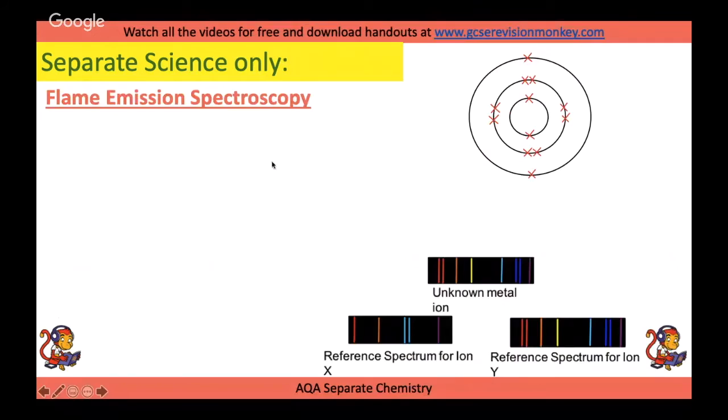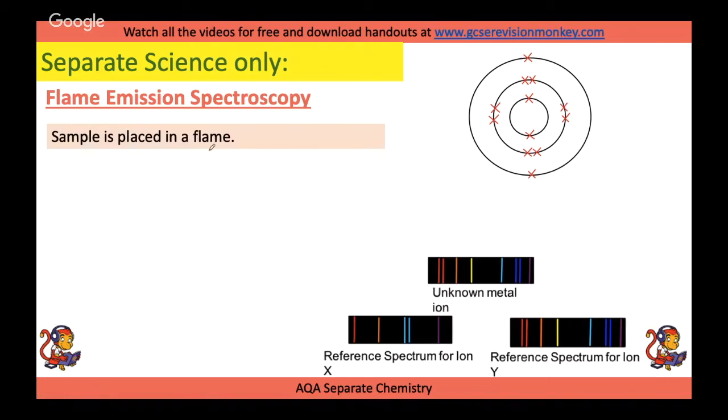Flame emission spectroscopy is an example of an instrumental method. Now, they might talk about masking in terms of the flame tests and ask you to think about something you could do to improve the accuracy of your results. And flame emission spectroscopy is one of those things.